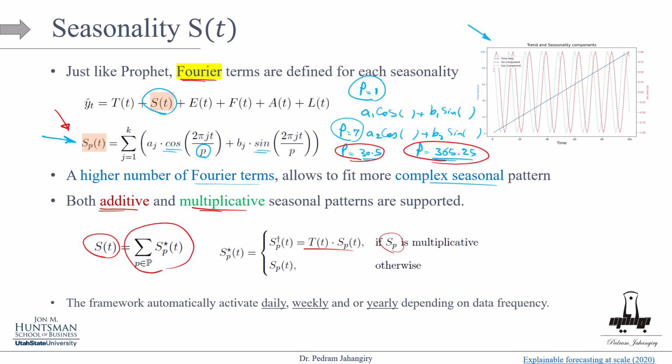And in Python, we're going to see that this framework is automatically activated for daily, weekly, and yearly seasonality, depending on the data frequency. So if you have, for example, hourly data for, I don't know, 4 or 5 years, the daily, weekly, and yearly are going to be automatically activated. If you have daily data, obviously only the weekly and yearly are going to be automatically activated. All right, so that was the second component, seasonality.